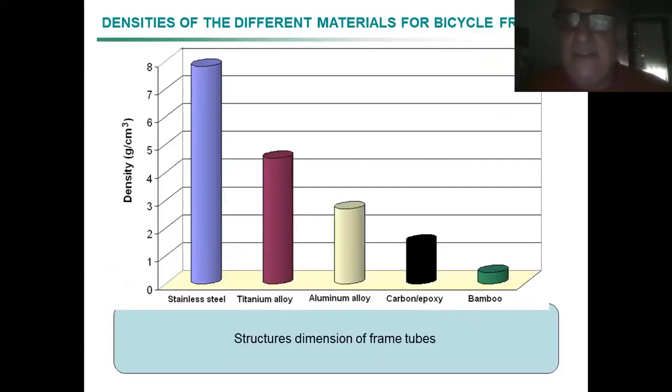So, of course, let's compare these 5 bicycle frames which were in the previous slide. We have different densities, therefore different weights. Of course, the weight of the structure, well, this is not complete in the end. I will complete it later on. The weight of the structure depends on the frame tubes, on the diameter of the tubes.